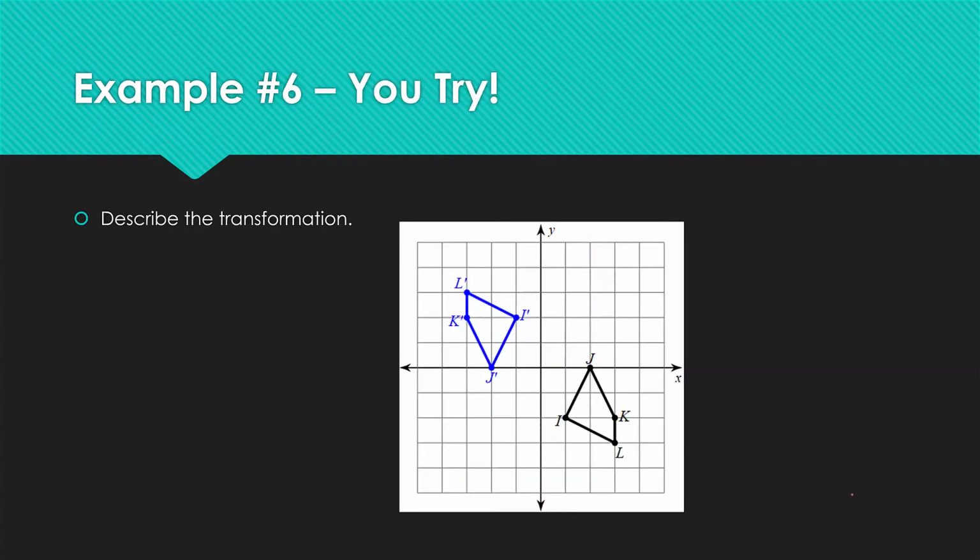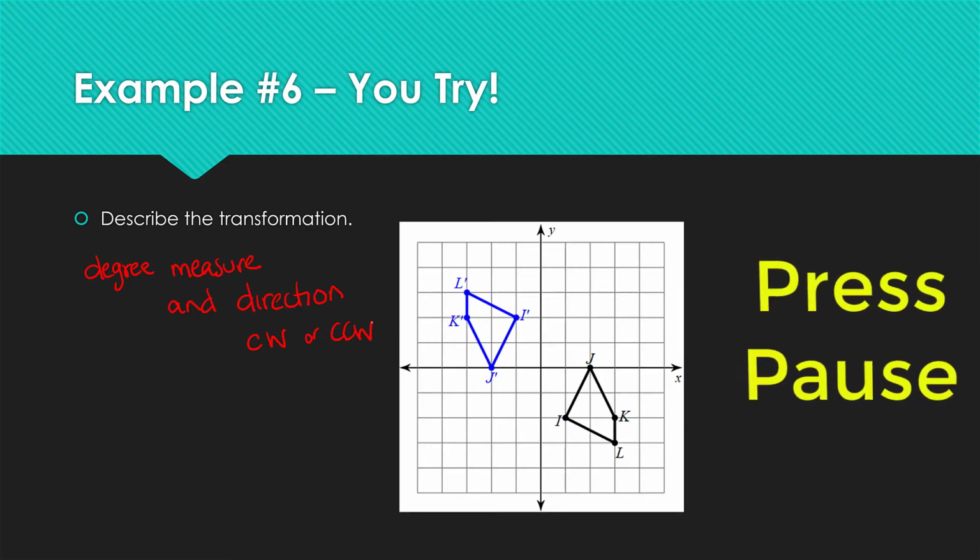So here's one for you to try. Describe the transformation. I need a degree measure and a direction. And the direction would be clockwise or counterclockwise. So take a moment, try it out. How far am I rotating this figure?